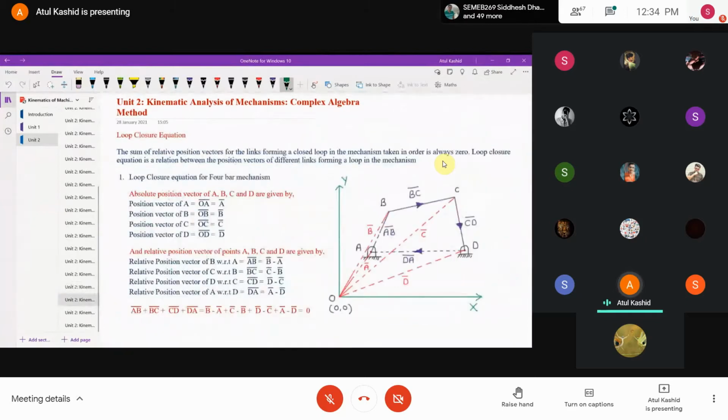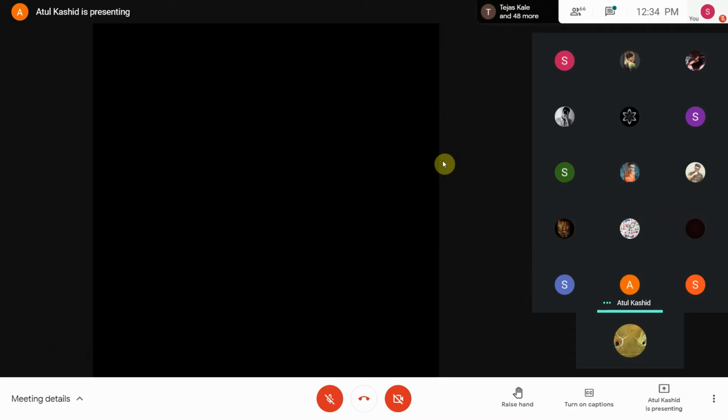And then we are going to move towards the very important topic, which is the loop closure equation. Before moving towards the loop closure equation, please reply in the chat box whether the velocity and acceleration equations which we derived by the method of complex algebra are very clear to you.